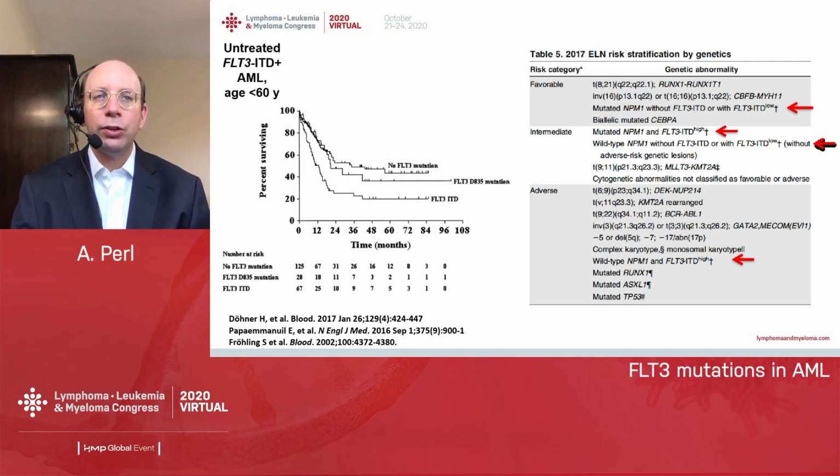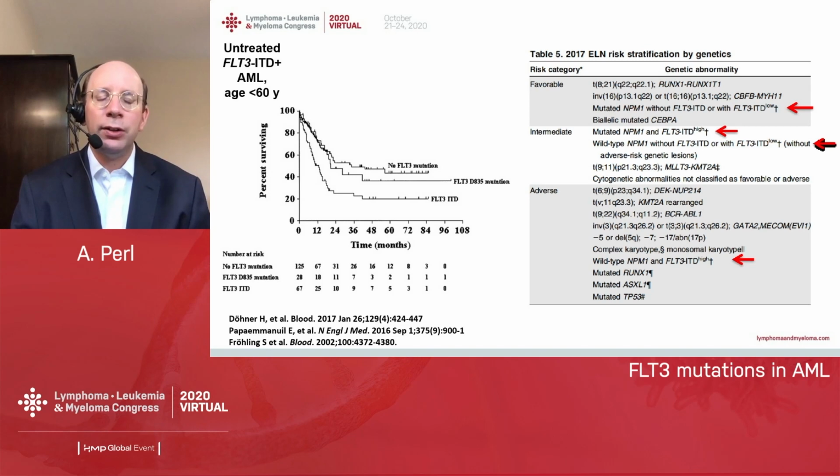So you can't use the presence or absence of FLT3 ITD alone to say a patient is adverse risk or favorable risk. You need the whole complement of genetics to say. And there are patients who have a relatively better course, typically patients with NPM1 mutation and a low FLT3 ITD allele burden by PCR.